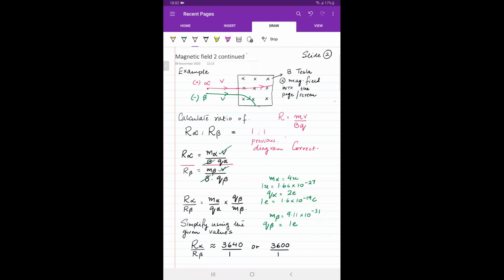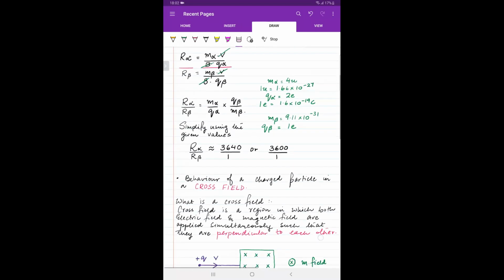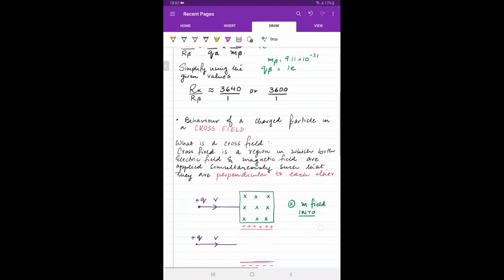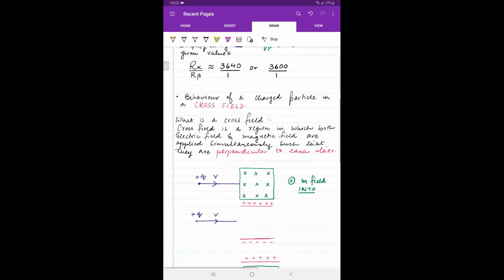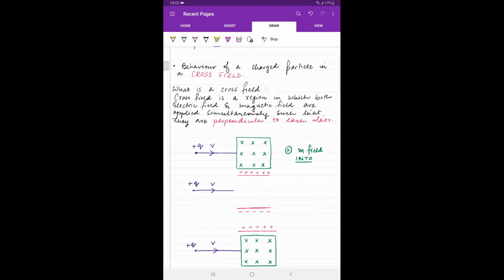Okay, so now let me continue. The next working to discuss is behavior of a charged particle in a cross field. So ideally I would want this part to be completed today. Just bear with me.